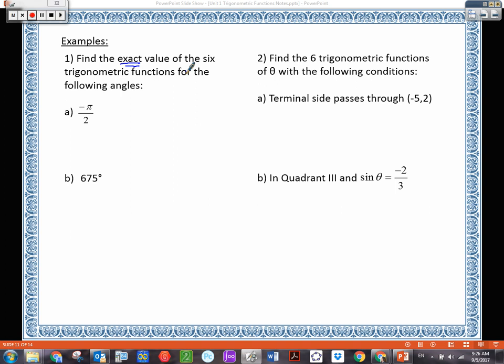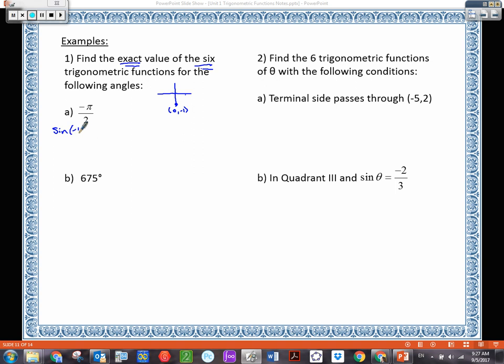So I am big about drawing. I'm going to draw the coordinate plane. I really need to see where negative pi over 2 is. So this is 0. We would do backwards rotation, and our negative pi over 2 would be right here, right? And then I would write down the coordinate point just to kind of help myself. So x is 0, y is negative 1. Now it wants us to find the exact value of the 6 trig functions. So what I do is I go ahead and just write them out.